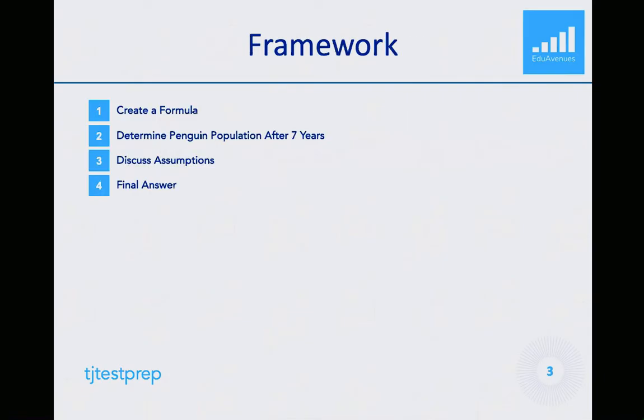Alright, before we solve this problem, we can start by creating a framework. So the first step would be to create a formula. By doing so, we can determine the penguin population after 7 years. And then we can discuss contextual elements that affect our final answer. This would be our assumptions. And then lastly, we can briefly state our final answer.